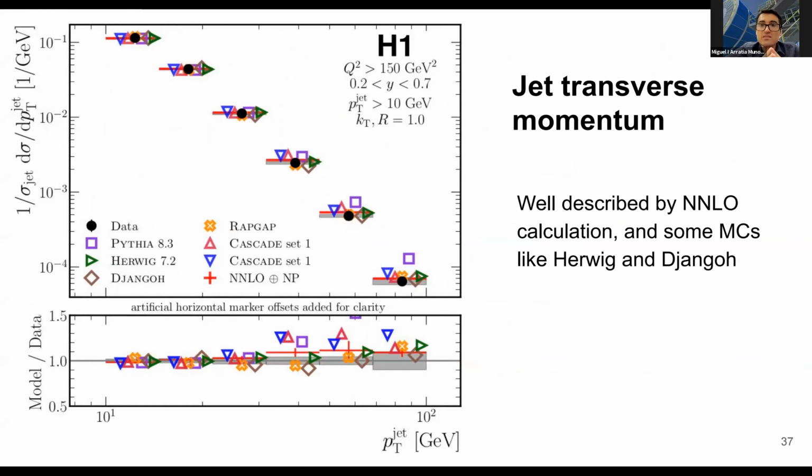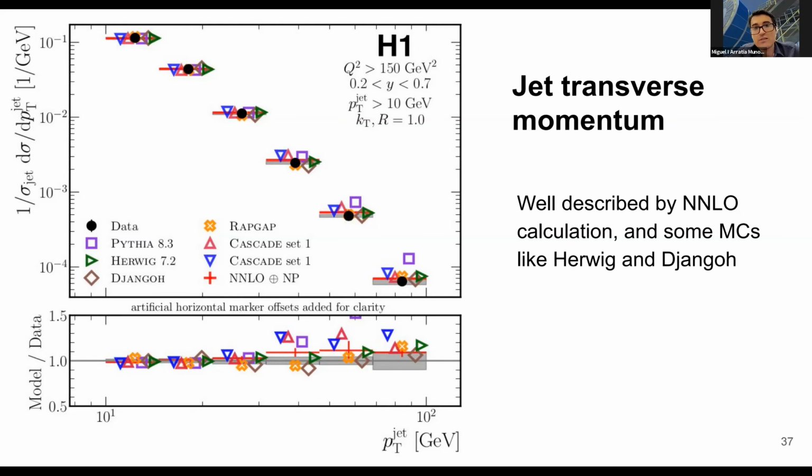This is the jet transverse momentum, for the kinematic region that you can see here: Q squared above 150, the y region between 0.2 and 0.7, and the minimum transverse momentum of the jet 10 GeV. We use the anti-kT algorithm and radius 1.0. And you see here the data is shown in the black markers. The different predictions from Monte Carlo generators and analytical calculations are shown in different colors or bands.